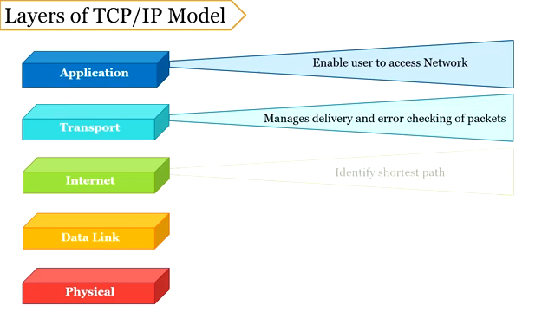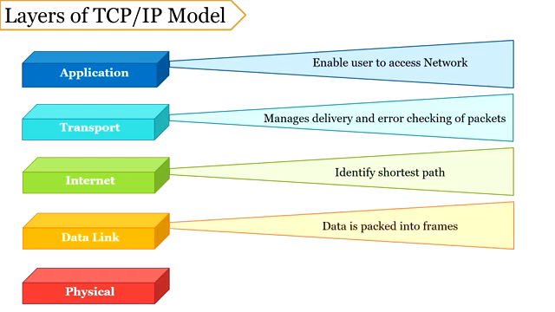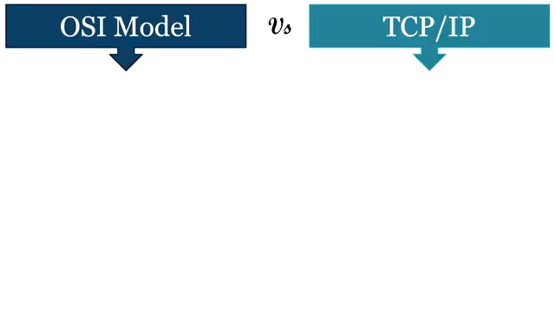Next is the internet layer, which is equivalent to the network layer, that identifies the path that a packet has to travel to reach its destination. Next is the data link layer that encapsulates data received from the network layer into frames. And the last is the physical layer that is responsible for transmitting bits over the medium and to provide mechanical and electrical specifications. Now let us move toward the differences between OSI and TCP/IP model.